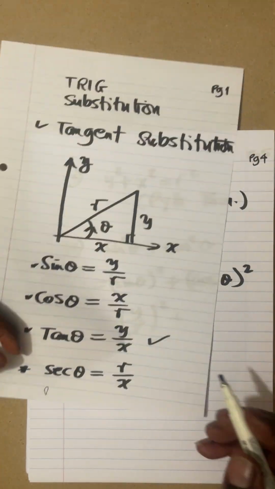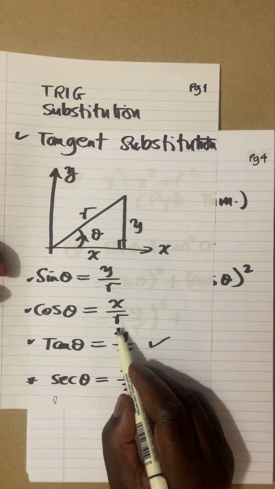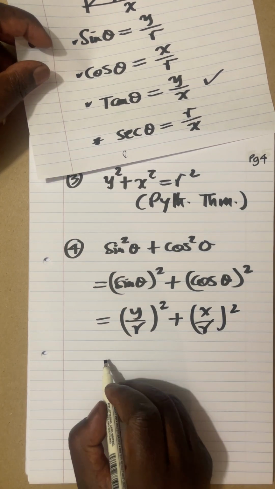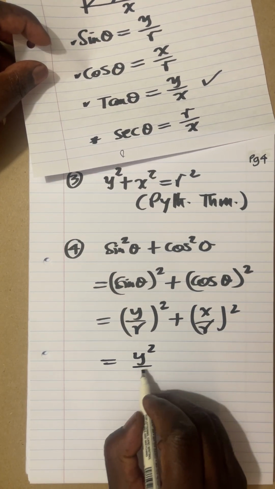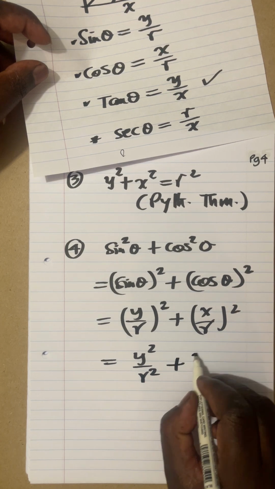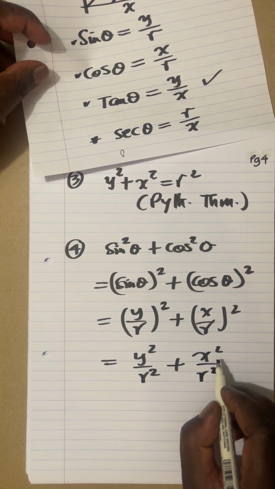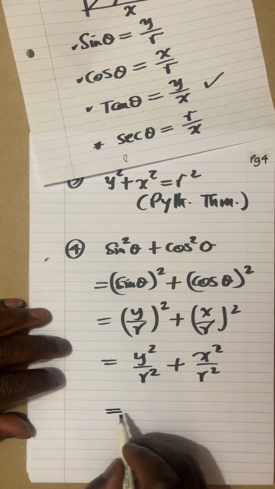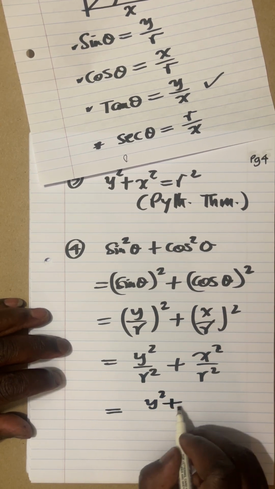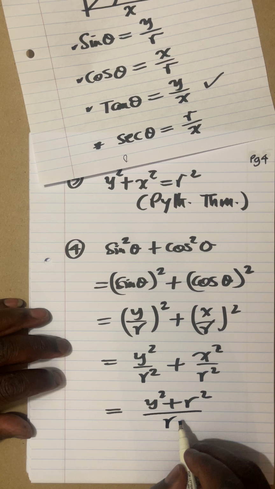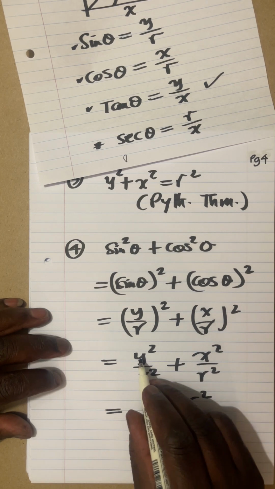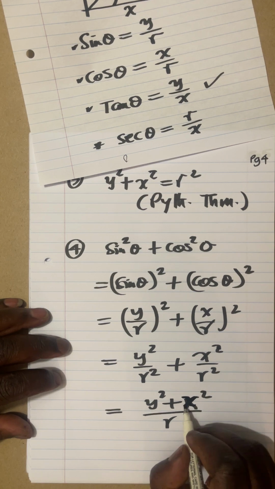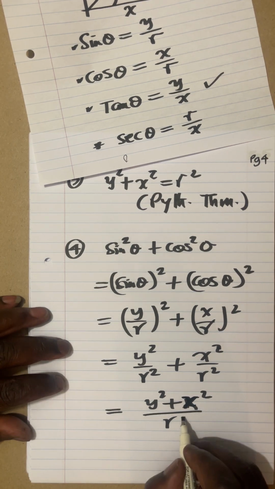Plus, what is cosine of theta? It's x over r, remember? And we're squaring it. What does this give you? It gives you y squared over r squared plus x squared over r squared. Remember, when denominators are the same, what do you do with the numerators? You just add them. So y squared plus x squared all over r squared.